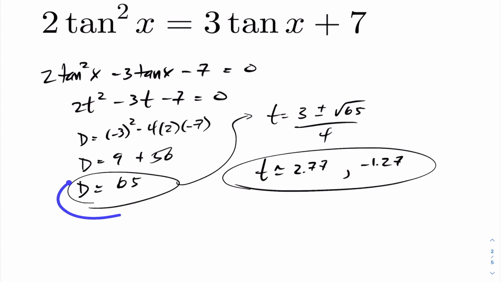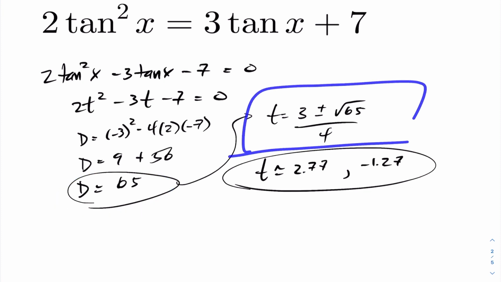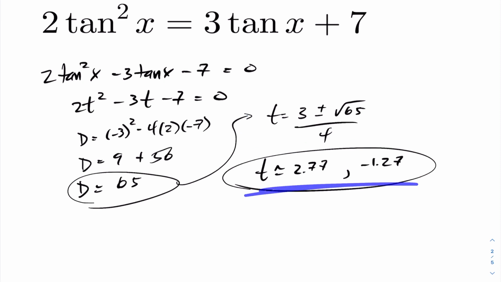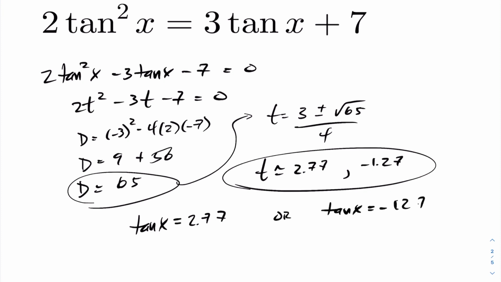So I went ahead and calculated the discriminant. I did not get a perfect square, so using the quadratic equation and rounding to two decimal places here, we end up getting t values of 2.77 and -1.27. Now again, that t was actually a tan of x, so we end up having the tan of x is going to equal 2.77, or the tan of x will equal -1.27.